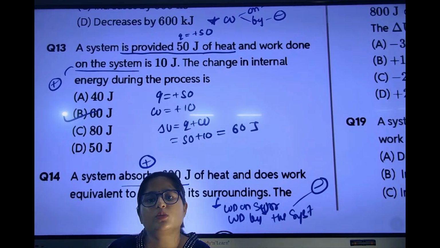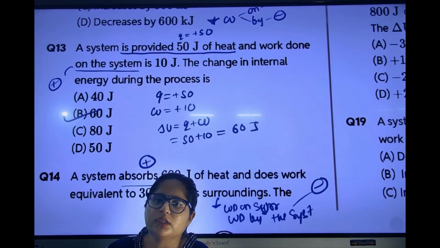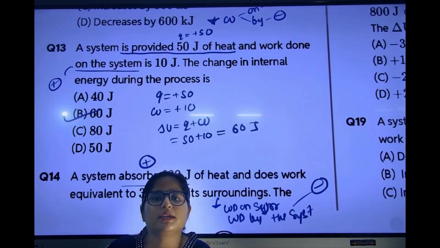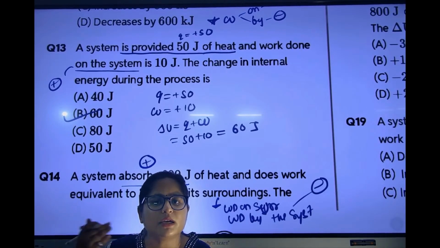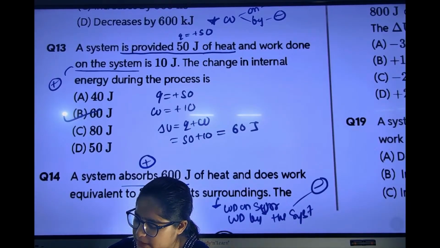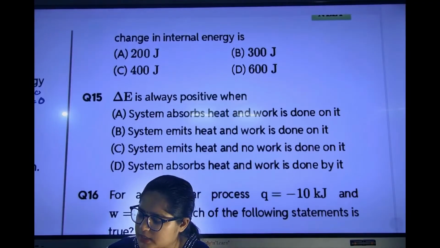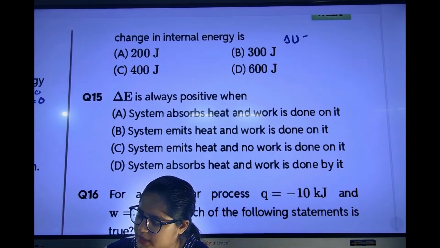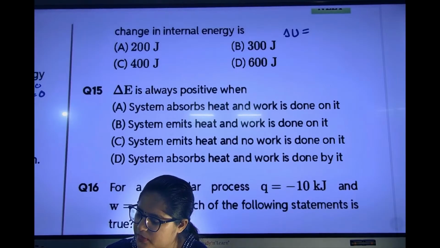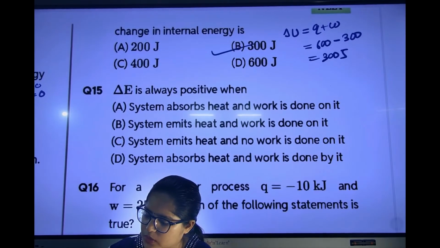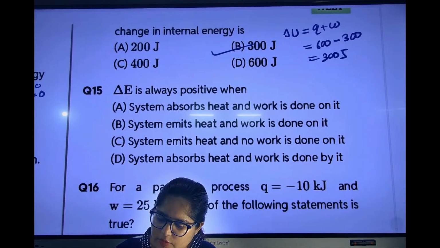So here it is work done on the surrounding, not work done on the system, right? So who will do the work on the surrounding? The system will do. Means work is done by the system, hence negative. So what are they asking? Change in internal energy, same thing. So delta U will be equal to Q plus W. Q is plus 600, work done is minus 300. So the answer will be 300 joule. Now let us see question number 15.